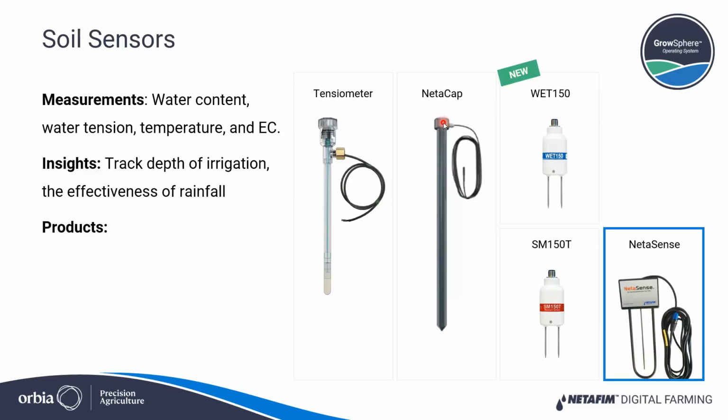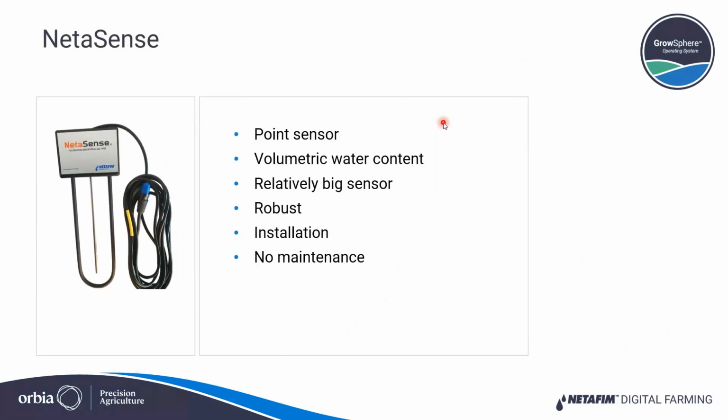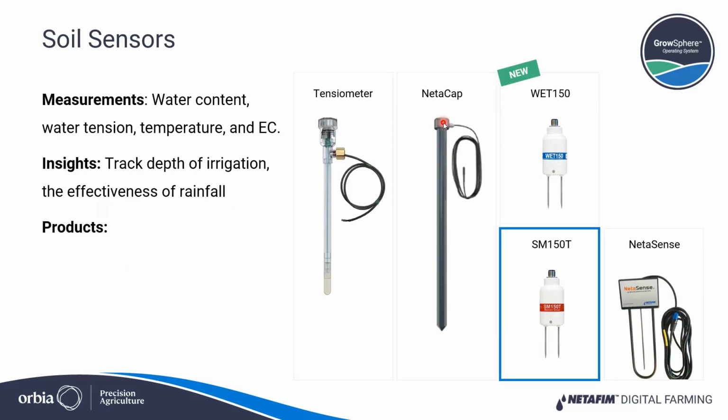The next sensor is the NetaSense. The NetaSense is a point sensor. It's a volumetric water content sensor, relatively big, that measures and represents a large soil volume. The installation is relatively tough, but once it is installed, you can leave it forever. It doesn't require any maintenance.